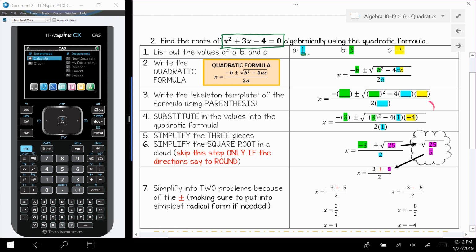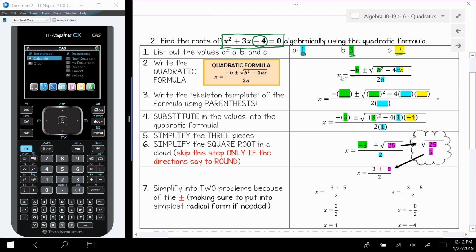Notice how we identified the values of a, b, and c. C is negative because we have -4, all right? So you list out your values, you write out the quadratic formula, and you sing the song while you're writing it. X equals negative b plus or minus the square root of b squared minus 4ac all over 2a.